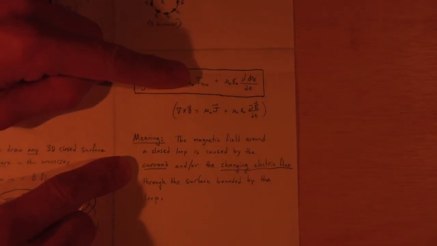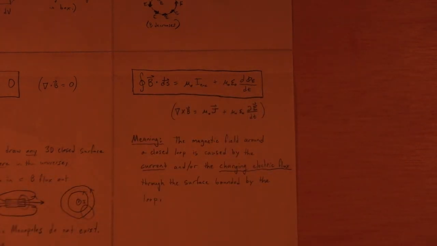So the magnetic field around a closed loop is caused by the current and or, not just the current, but a changing electric flux through the surface bounded by the loop. I'm just reading this out, right? That's what it says. The magnetic field around is caused by I enclosed and changing electric flux. That's all you need to do for the AP.